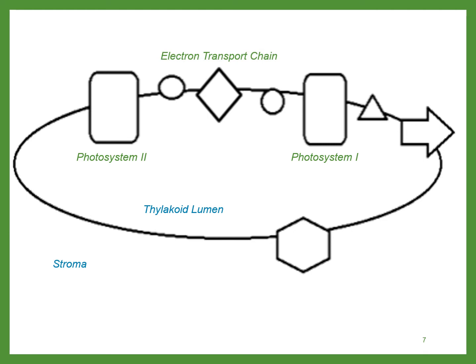Between them, we have several proteins that constitute the electron transport chain, like we saw in the mitochondria. We have ferredoxin and NADP plus reductase, which is responsible for reducing NADP plus. And finally, we have ATP synthase, which we were introduced to in Chapter 9 in cellular respiration.